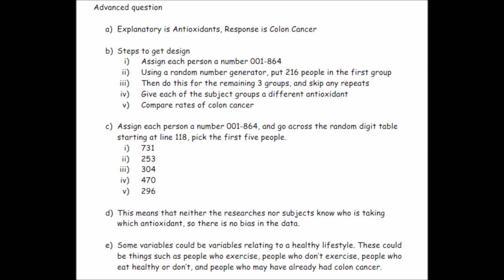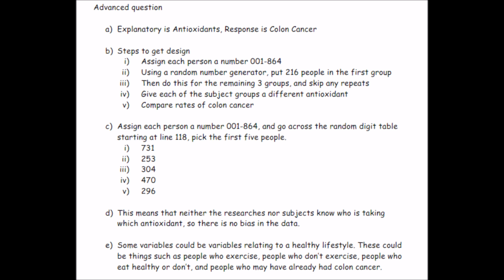Part A is asking, what are the explanatory and response variable in this experiment? So the explanatory variable is going to be the antioxidants, and the response variable is going to be colon cancer, or risk of colon cancer.